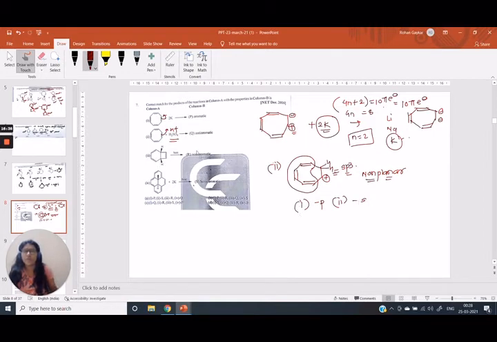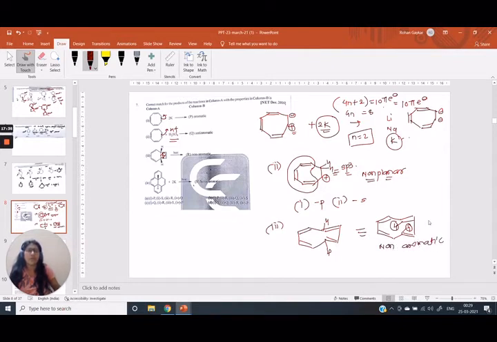Now we can see the third example. Here, under heating condition, what happened? This bond loses electron and this bond breaks, and here a pi bond is formed, and we get hydrogen and hydrogen. Here is the structure of the compound. Here there is repulsion between these two hydrogens, and due to the repulsion between two hydrogens, the given compound is non-aromatic.